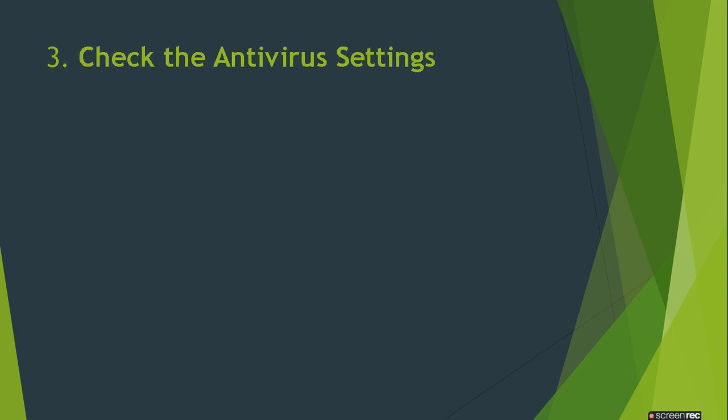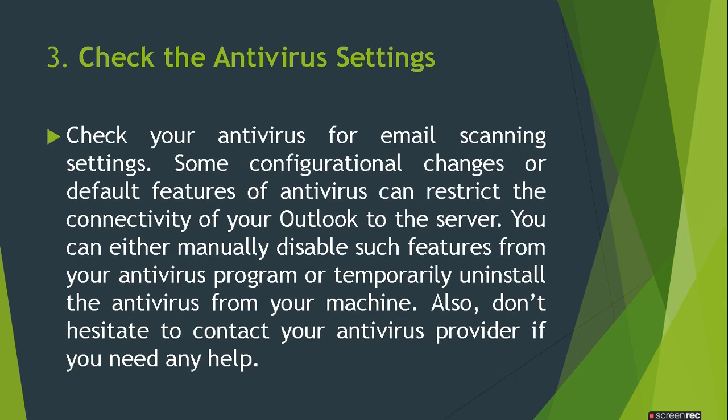The third fix is to check the antivirus settings. For this, you can check your antivirus email scanning settings. Some configuration changes or default features of antivirus can restrict the connectivity of your Outlook to the server. You can either manually disable such features in your antivirus program or temporarily uninstall the antivirus from your machine. Also, don't hesitate to contact your antivirus provider if you need any help.